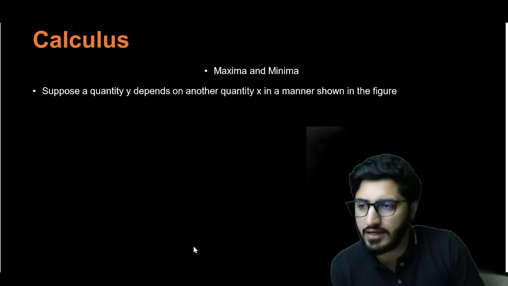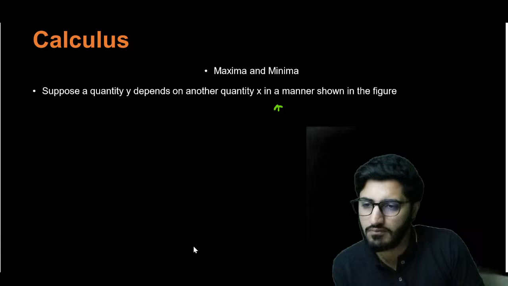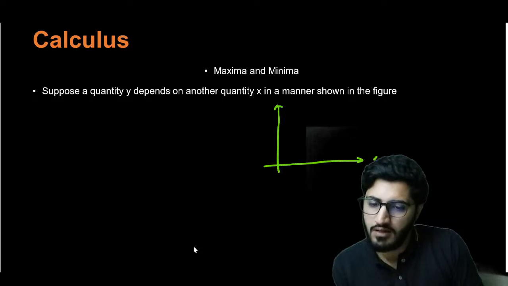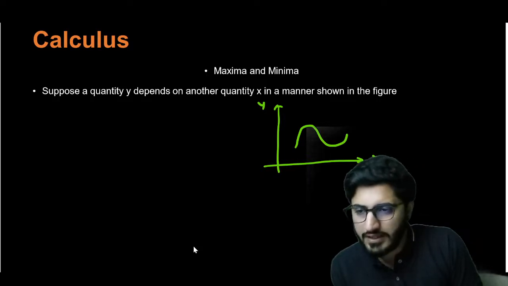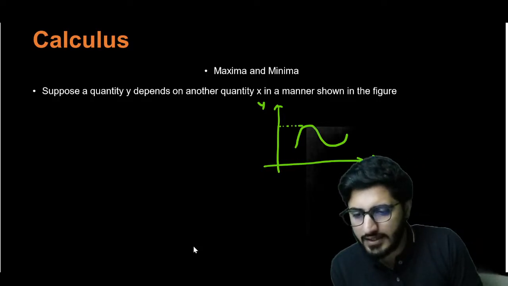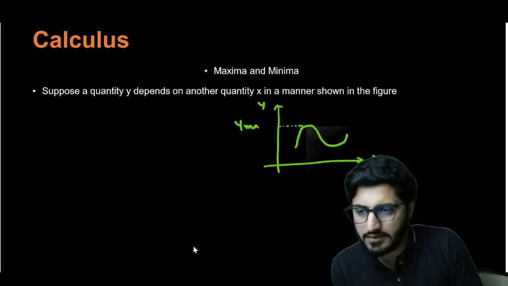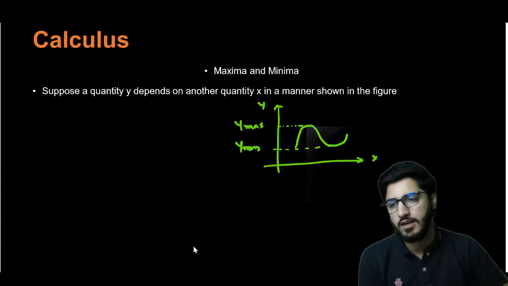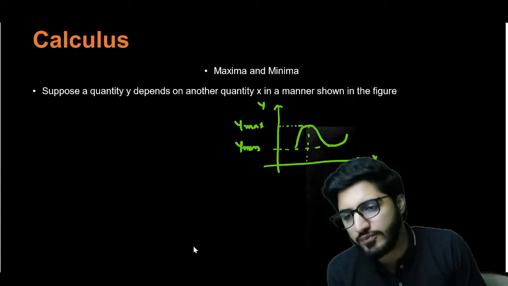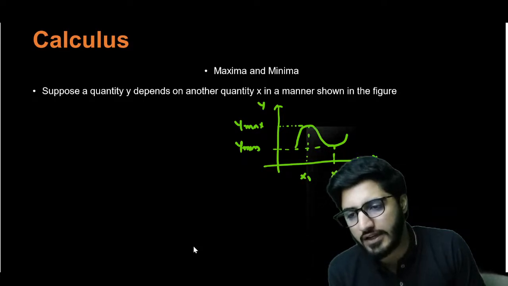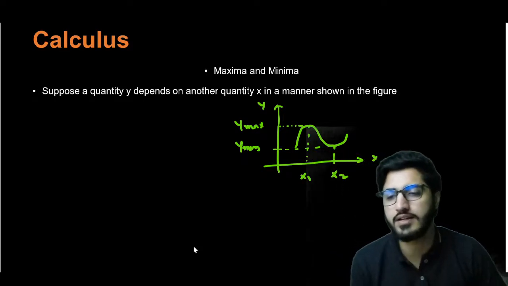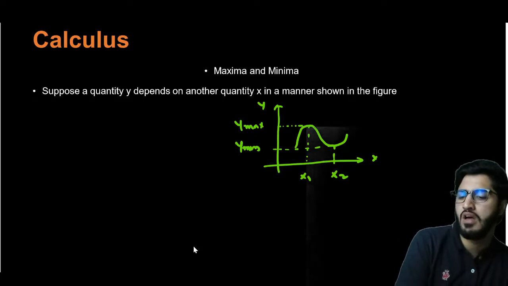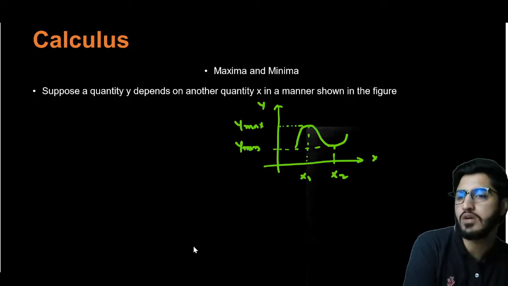Let us suppose we have a graph like this, with x and y axes, and a curve like this. I think this is the highest point, so I can call it a maxima, y max. This one is the lowest point, so I can call it a minima, y minimum. The maxima is at which point? X1. And the minima is at which point? X2. So we have to find out whether the equation gives a maxima or a minima. We can do these things, right?